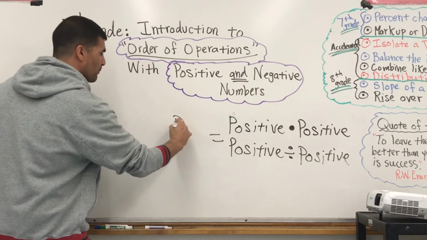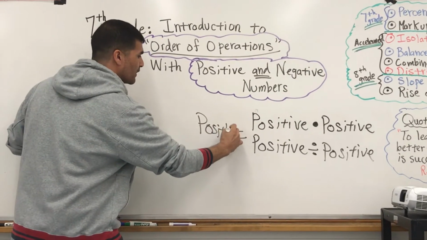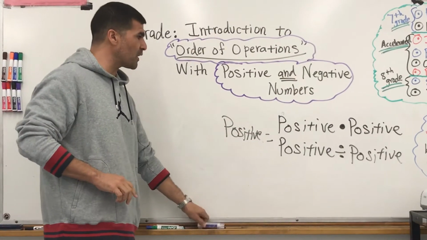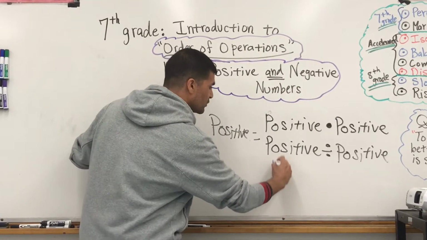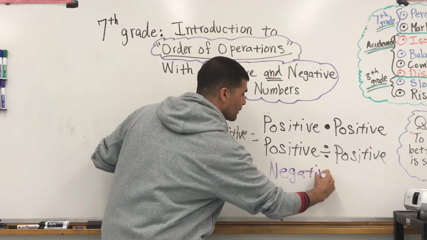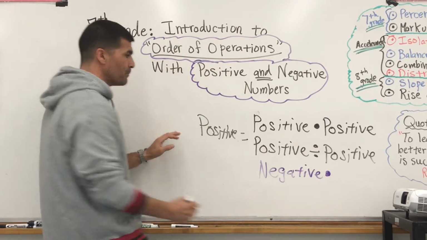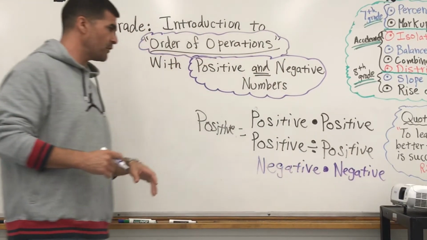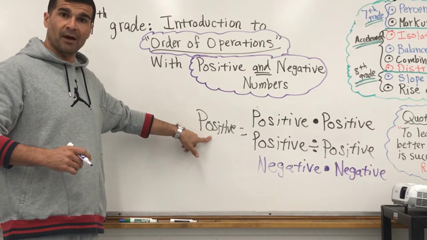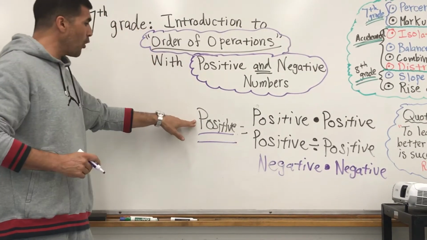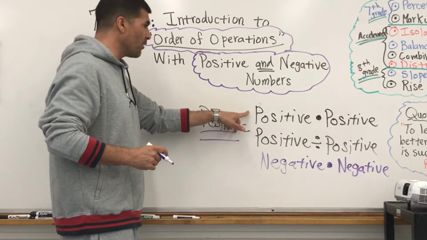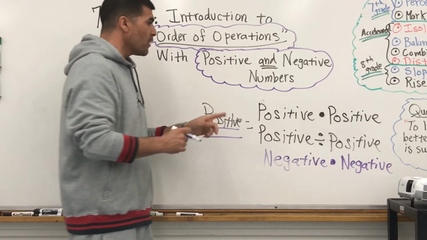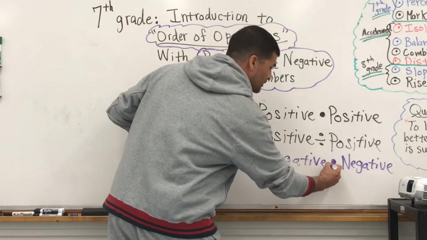This is always going to be a positive right here. So you have to know that this answer is going to be positive. Well, what happens if both of them are negative? What happens if you take two negative numbers and multiply them together? Well, here's the great thing. As long as they're both negative and you multiply them, you still get a positive. So you're always going to get a positive if you're multiplying two positive numbers or two negative numbers.